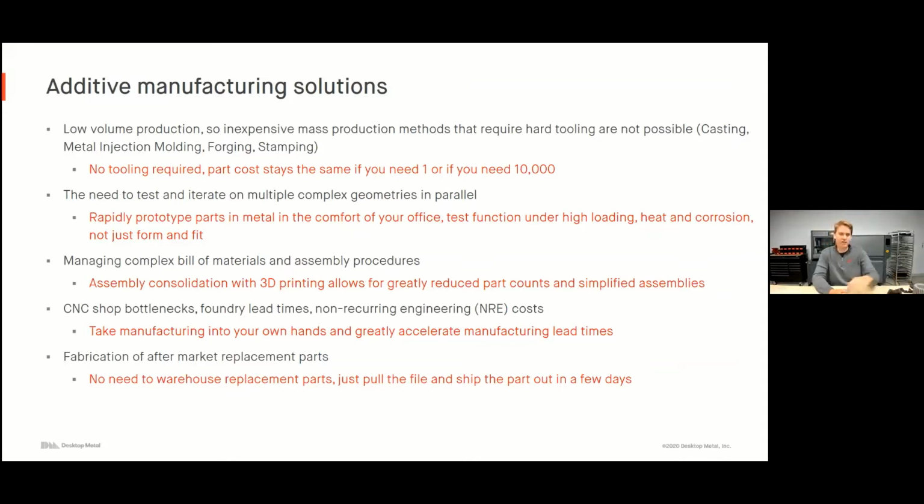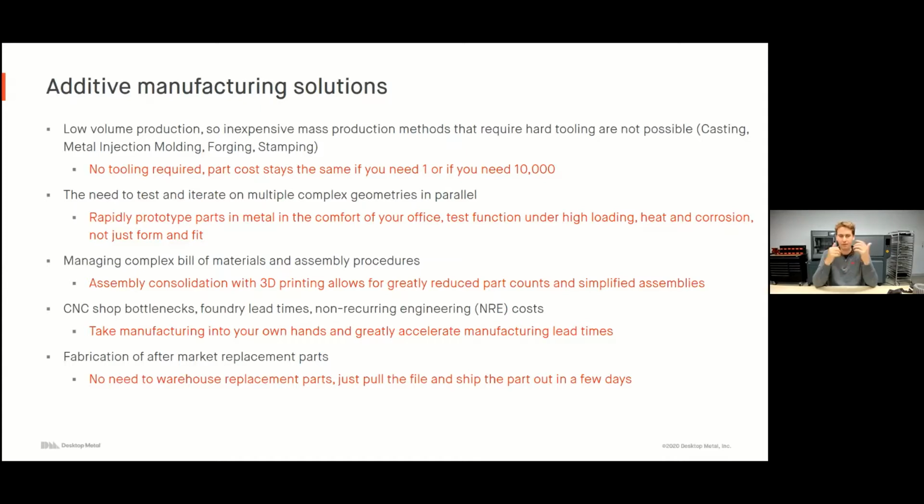In terms of managing these complex bill of materials and assembly procedures, it's very common to be able to do assembly consolidation. It's not uncommon to see in the industry people doing assembly consolidations of 100 to 1, 50 parts to 1, where the only reason that assembly existed in the first place was because it was cheaper and easier to manufacture all those parts separately and assemble them. This leads to these very complex bill of materials, these assembly plans, but now that we have this additive method, it's very common to be able to consolidate many of these assemblies into one simple part.